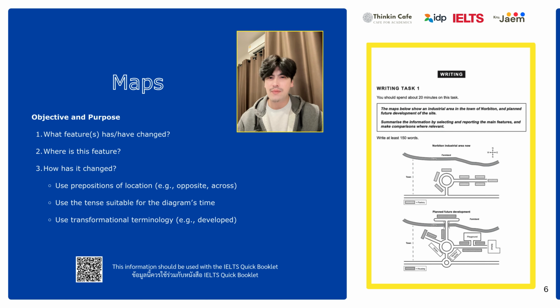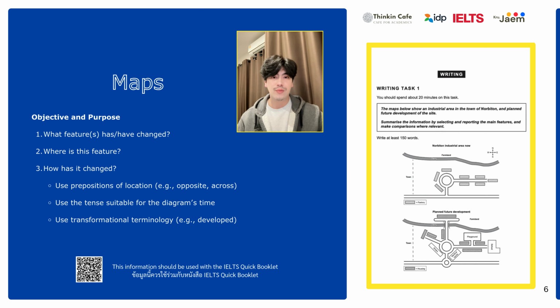How can we describe this change? Well, we can see, looking at the diagram, that a school will be constructed. So there'll be a development, a school will be built. A basic sentence in the IELTS Writing Task 1 map description would be towards the eastern part of Norbiton Industrial Area, there will be constructed a large school. Or you could say a large school will be constructed towards the eastern part of Norbiton Industrial Area, for instance.